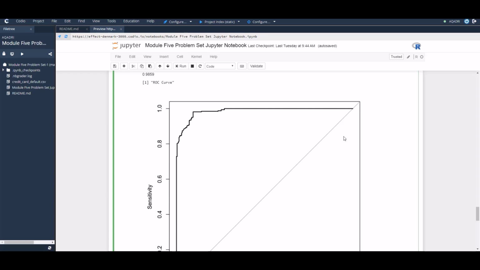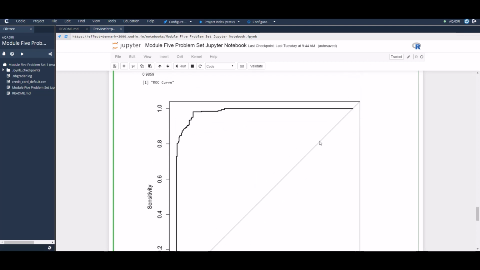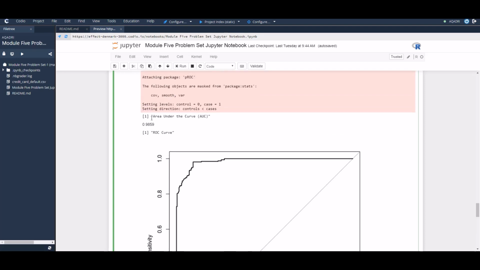This line is the worst case scenario. So it also prints the worst case scenario line, so you can get a feel for how good of a curve you have relative to the worst case scenario. And then you get your area under the curve. And that is pretty much the analysis for the ROC curve.